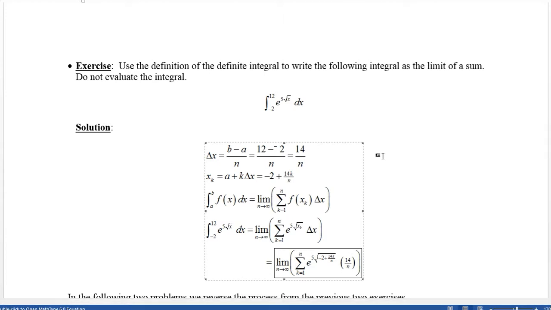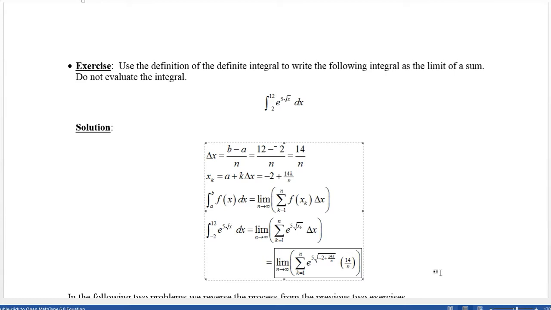So that's one way to write the sum, but we can go a bit further. Delta x now is, again, 14 over n, so we can replace delta x by 14 over n. And x sub k is negative 2 plus 14k over n, which can replace the x sub k right there. Now, at this point, we have our final answer, which is an expression only in terms of n and k. Everything else is a constant. Okay. Hopefully you can see how that works.